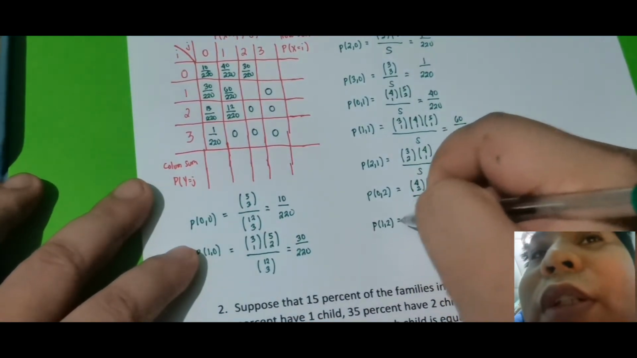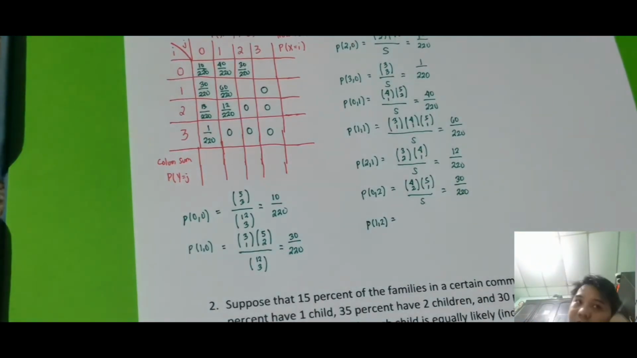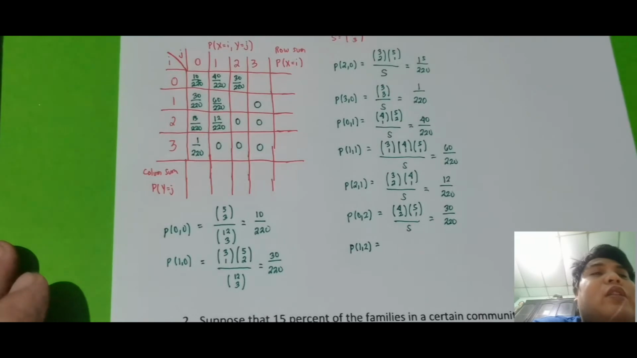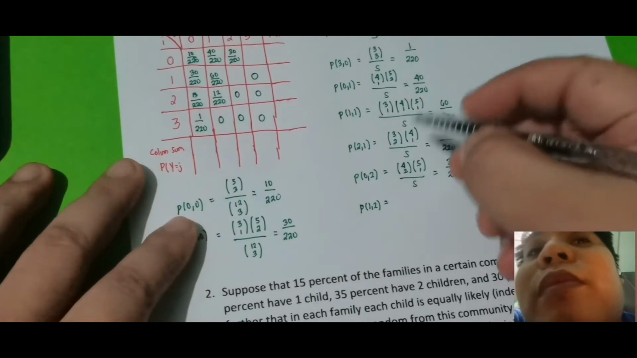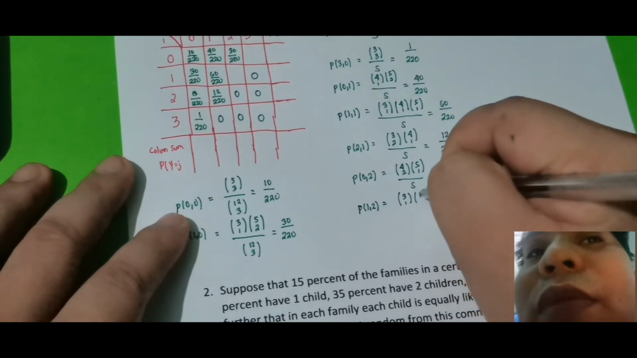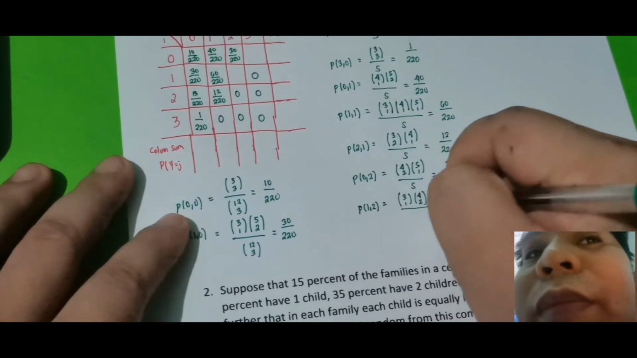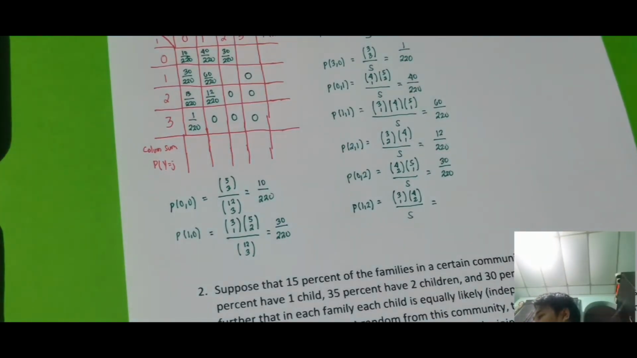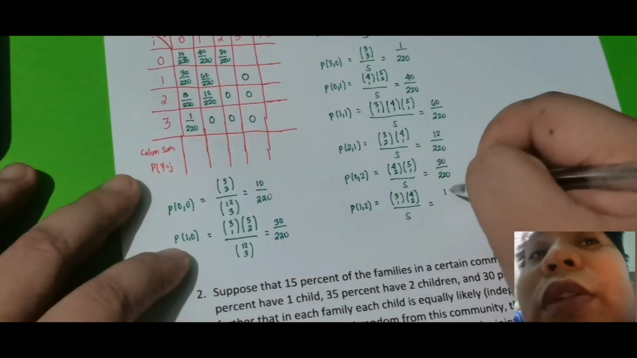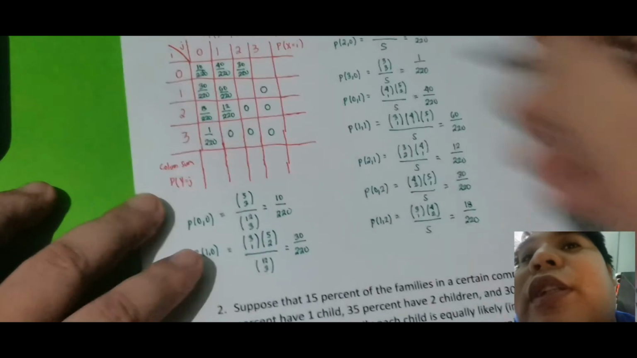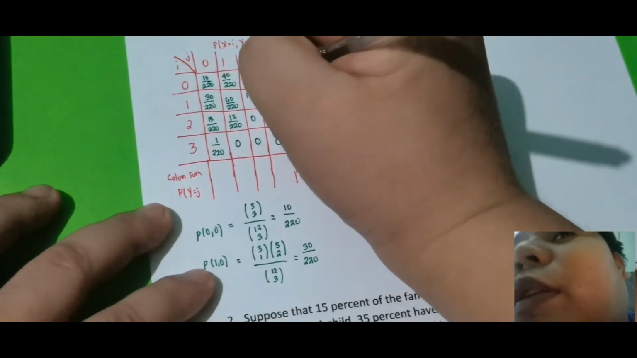Okay, next is the probability of (1, 2). The probability of (1, 2) is just equal to 3 taken 1, then 4 taken 2, all over S. So how much is that? This is just (1, 2), that is 18 over 220. So this is 18 over 220.